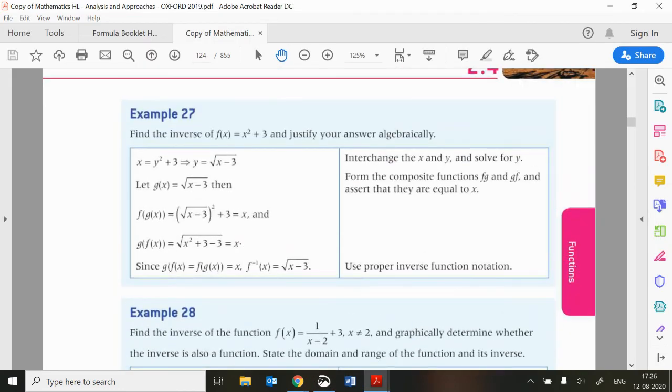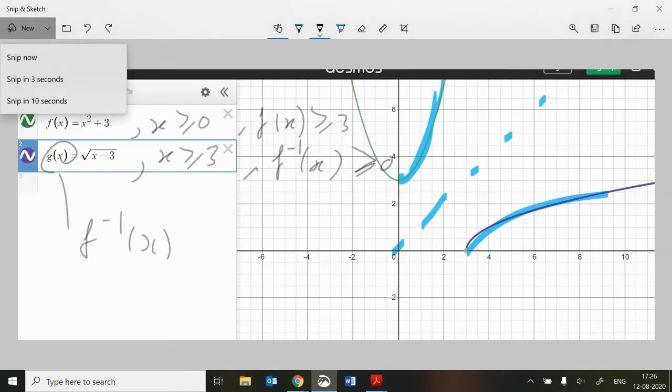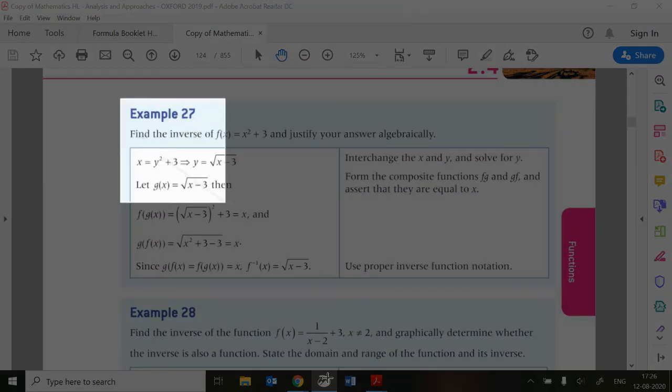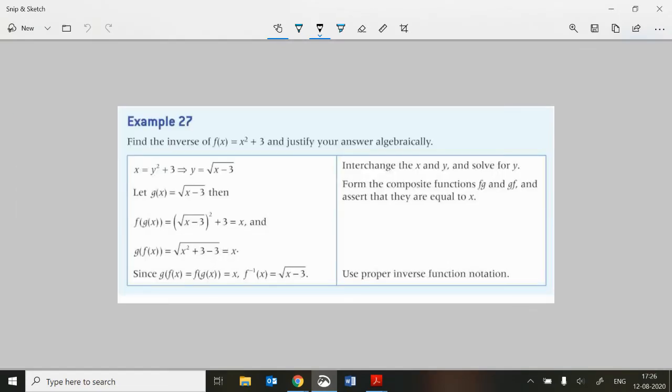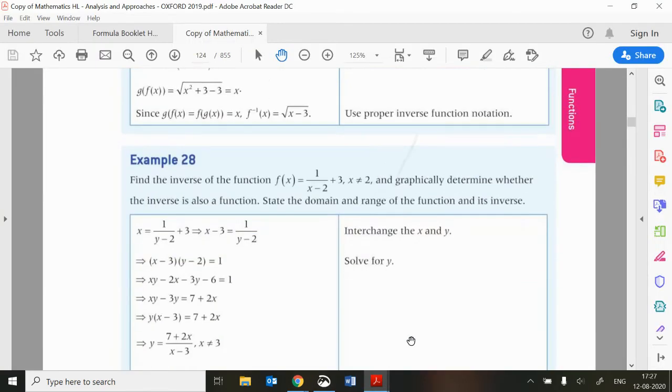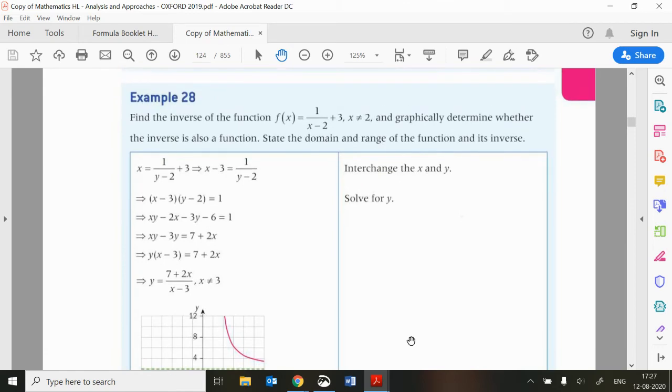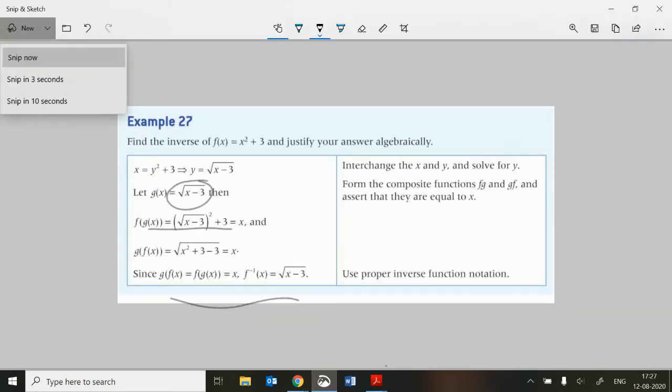Right, let's see what they've done there for this one. Let's see what they've taken. So in the book, they don't discuss the domain and range issues here. So they just take the positive square root and they just verify it algebraically. And so they're happy with it. Okay, right. But we're not happy with it because there are domain and range issues. Right, okay, example 28. Let's have a look at this one.